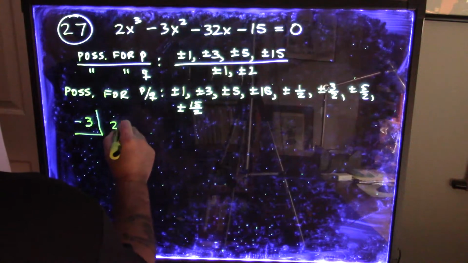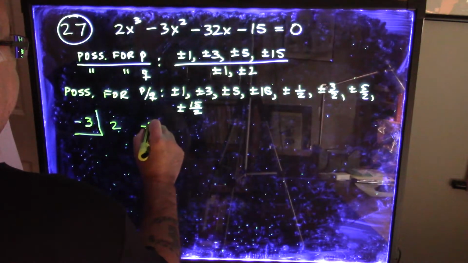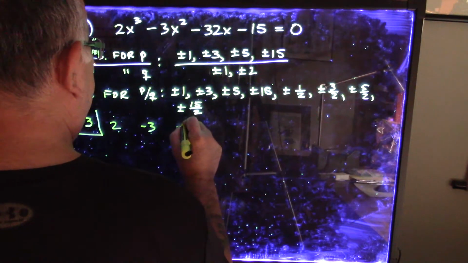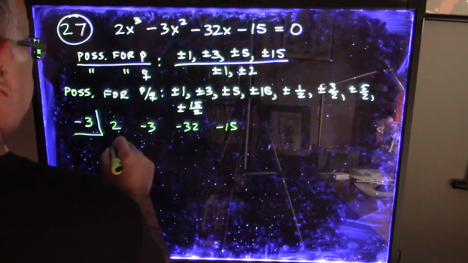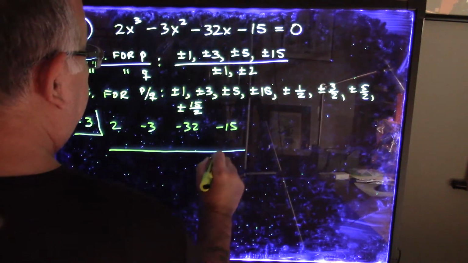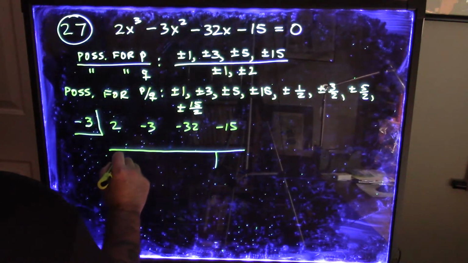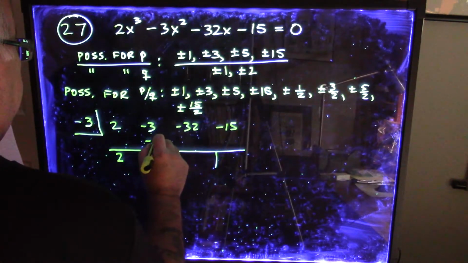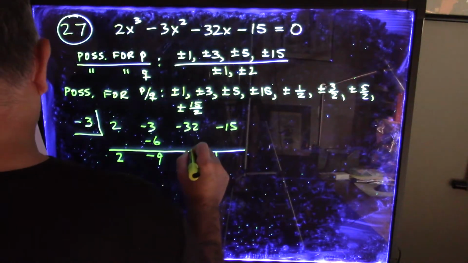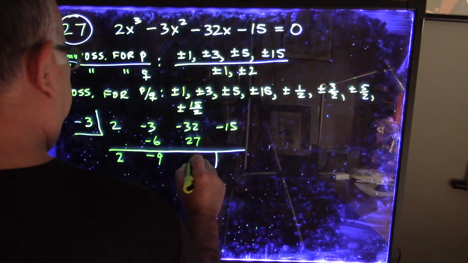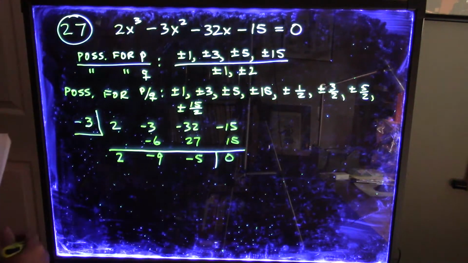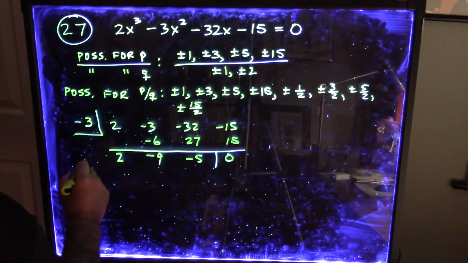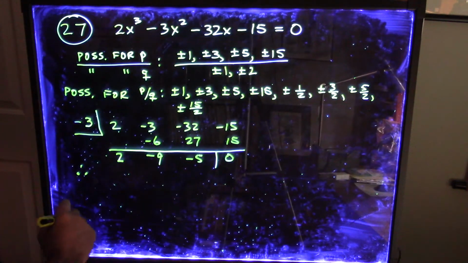And let's see, we've got 2, -3, -32, and -15. So we have a 0 remainder. Therefore, I can write the original polynomial in factored form.